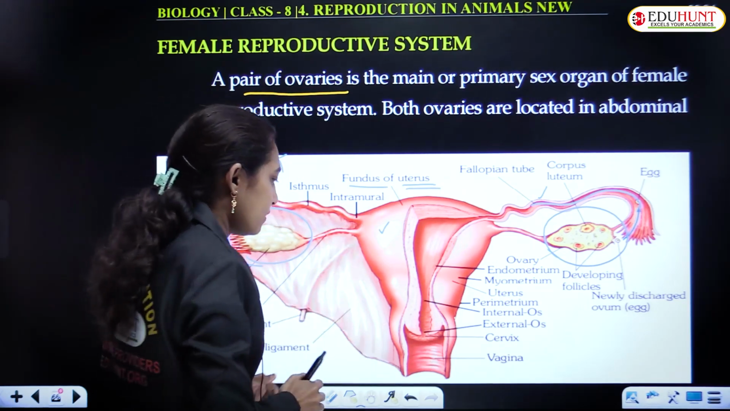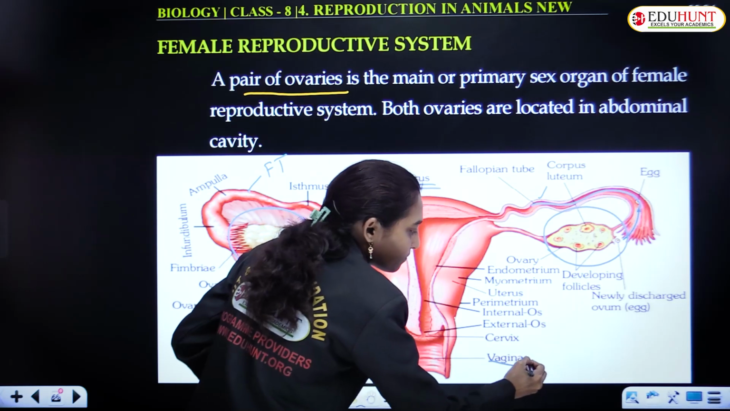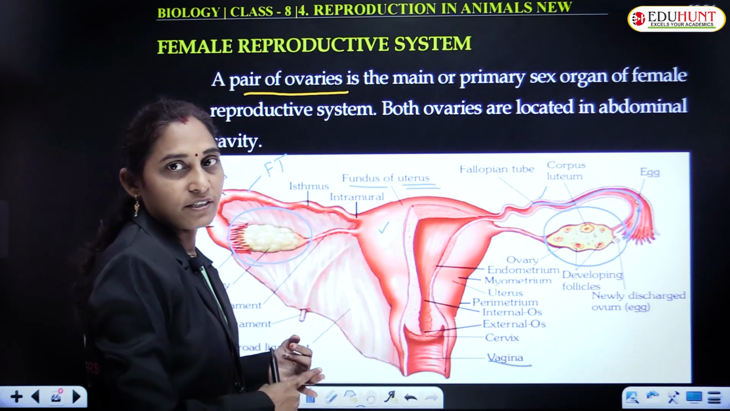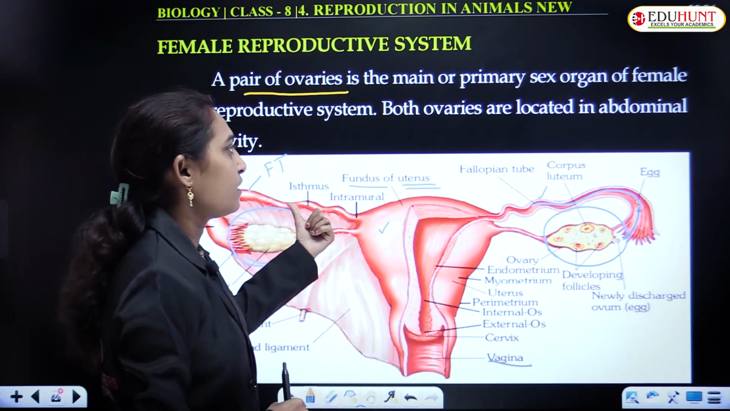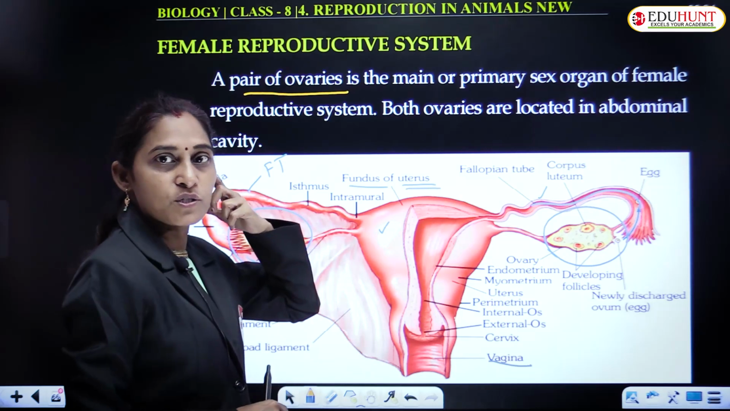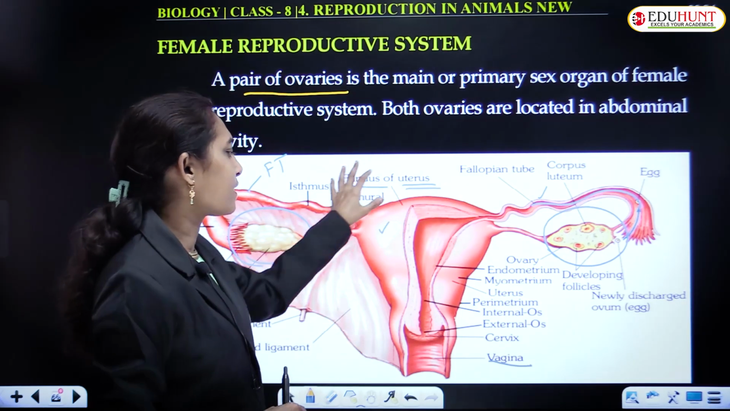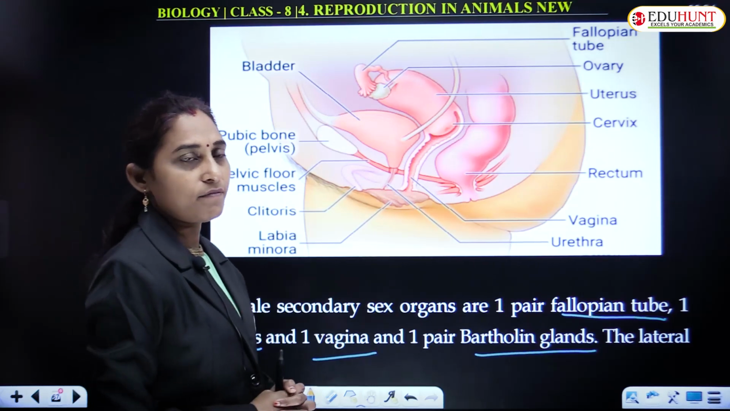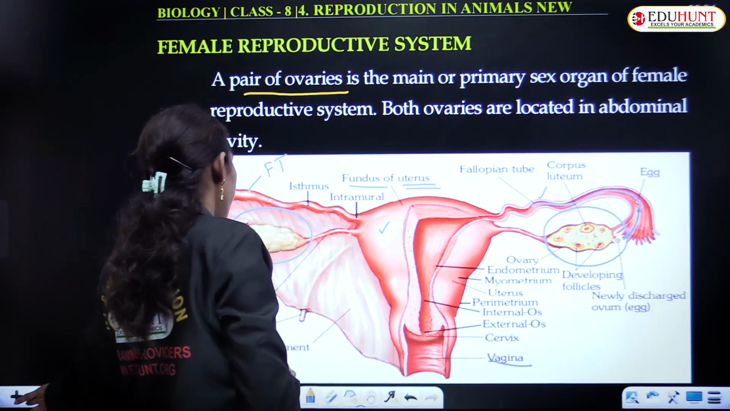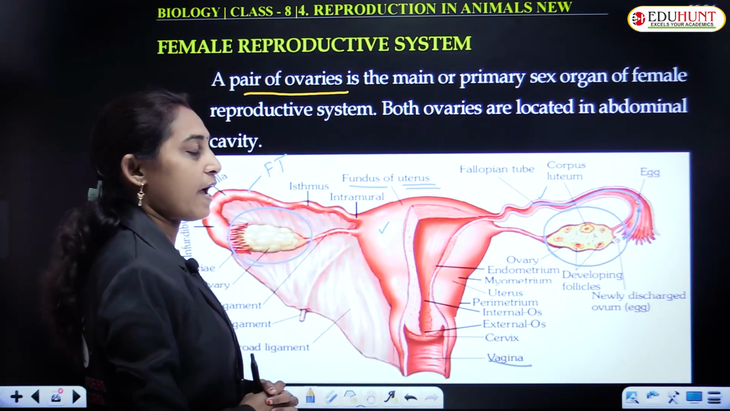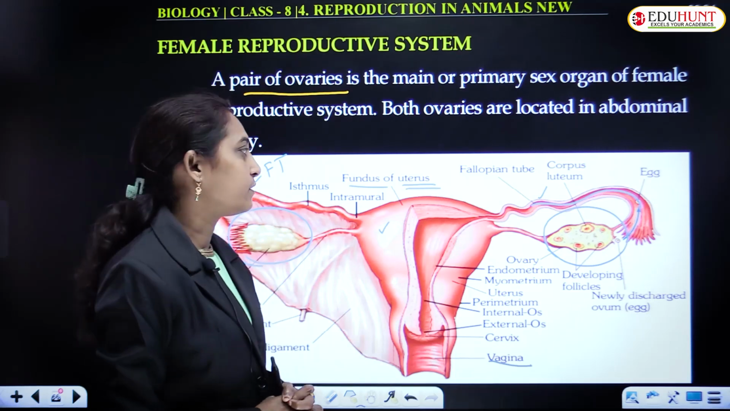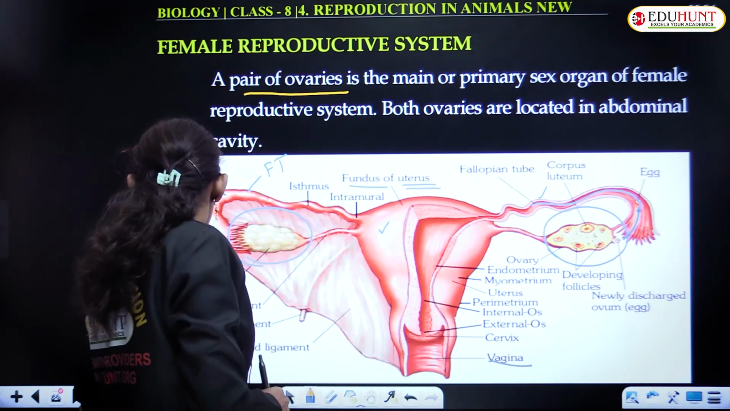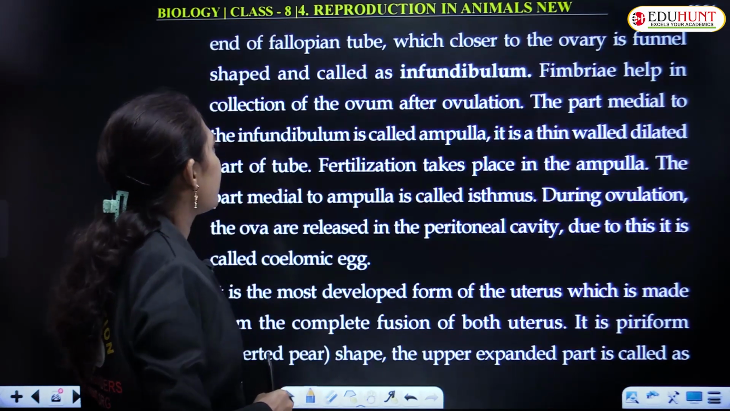Uterus, and this is the vagina, and a pair of fallopian tubes. All these things together form the female reproductive system. And a pair of Bartholin glands are also present in the female reproductive system.